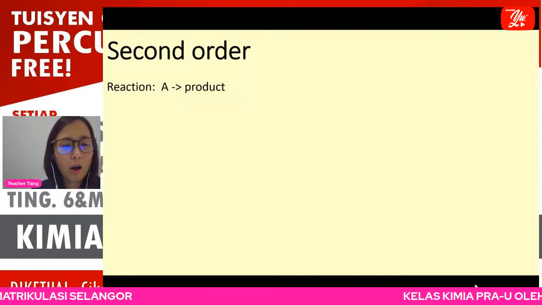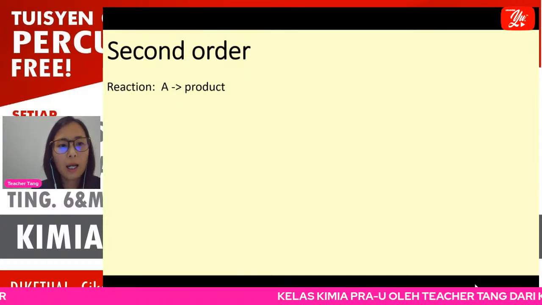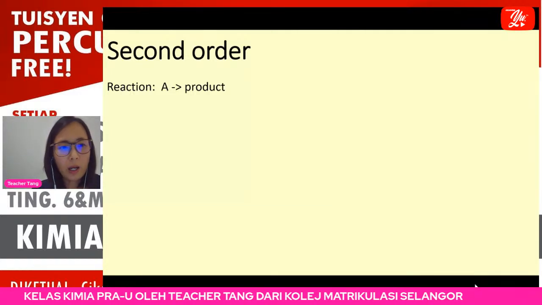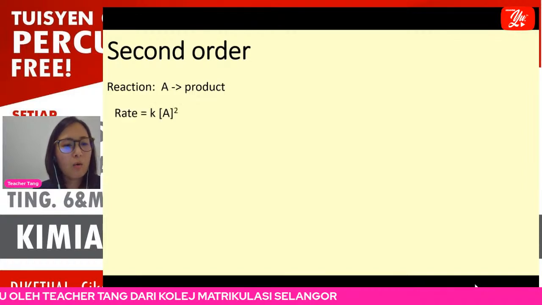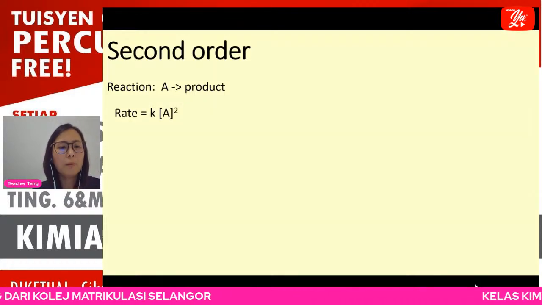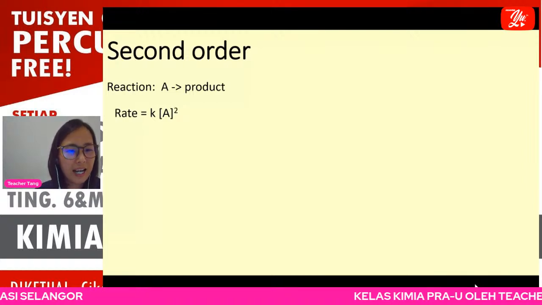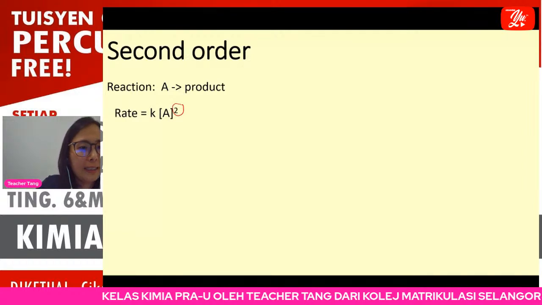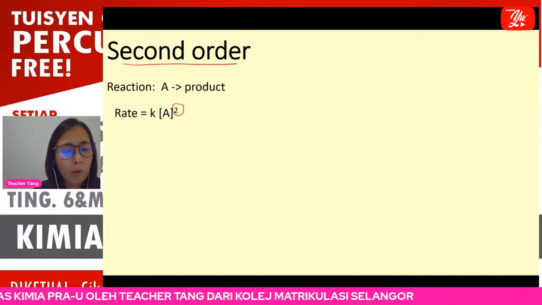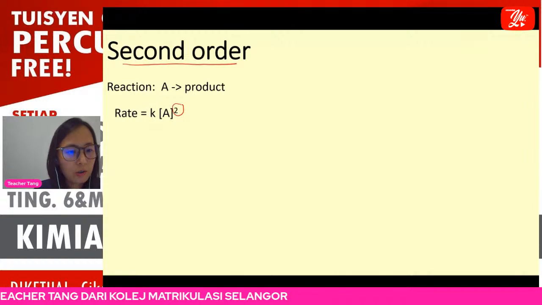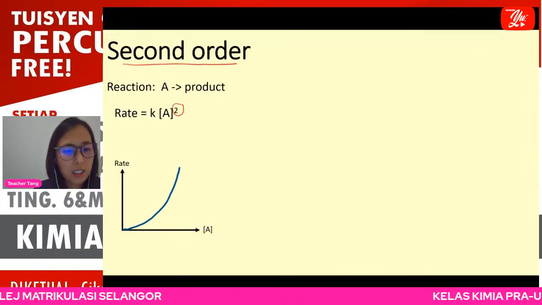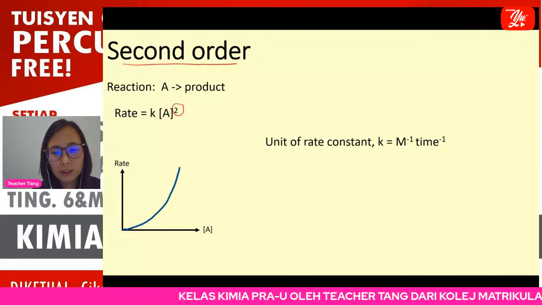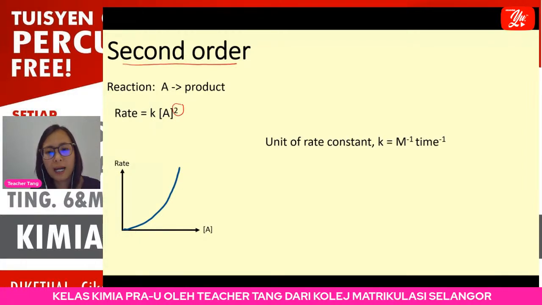So if the reaction is second order with respect to the reagent, and the reaction is reagent A converting to product, then we can write the rate law, or rate equation, as rate equals the rate constant multiplied by the concentration of reagent A raised to the power of 2. Here, raised to the power of 2 because it is second order. And when we plot the graph of reaction rate versus concentration of reagent A, we will get a quadratic graph. And the unit for the rate constant k is per molar per time.